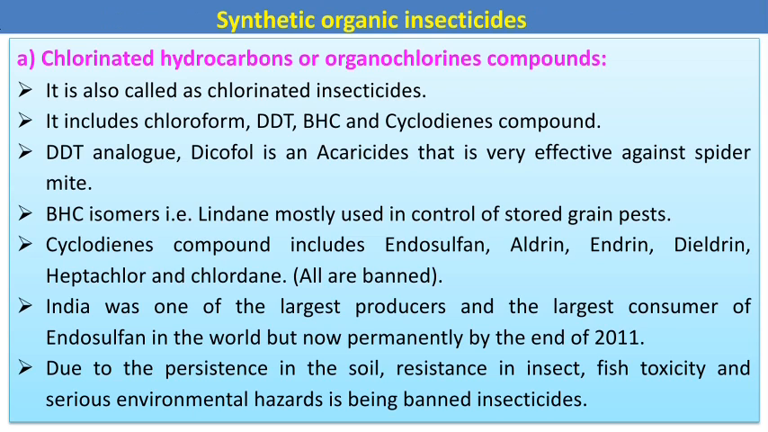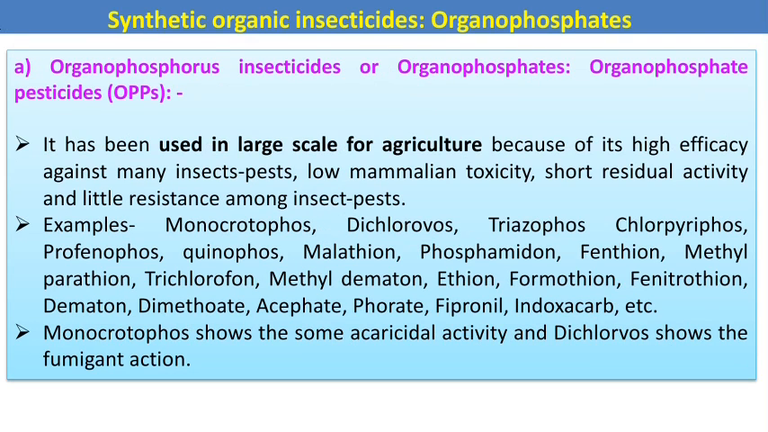It includes endosulfan, aldrin, endrin, dieldrin, heptachlor, and chlordane. Near about all the organochlorine insecticides are banned. Endosulfan was banned permanently at the end of 2011. Why are these organochlorine insecticides banned? Due to persistence in the soil, resistance in insects, fish toxicity, and serious environmental hazard, they have been banned. Next category is organophosphate insecticides.